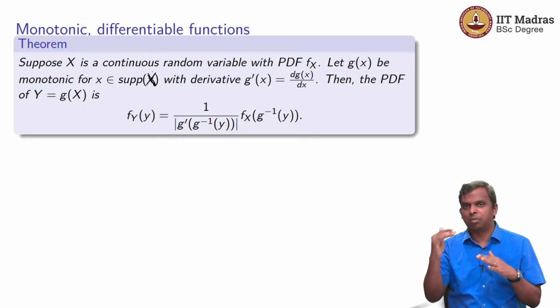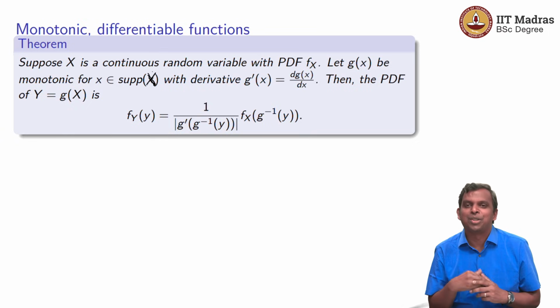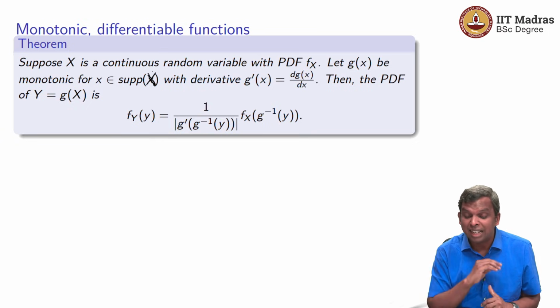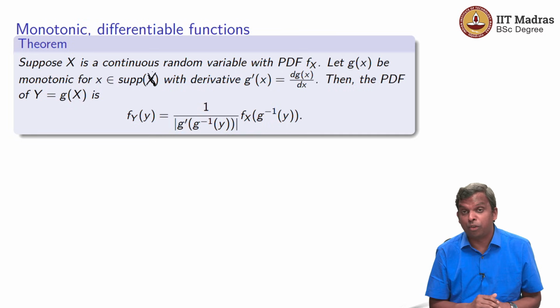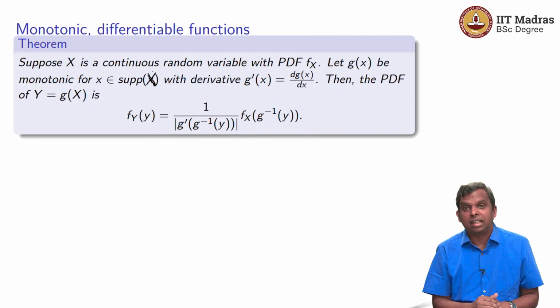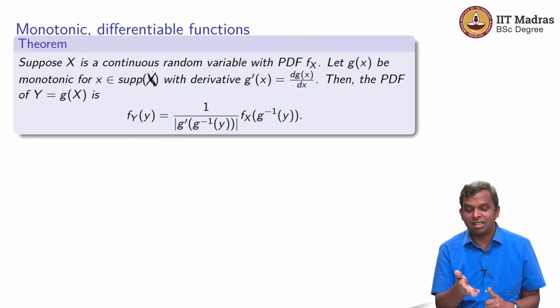It cannot do some crazy thing like that. It should be invertible and it has a derivative. So you can differentiate g of x and find its derivative g prime. If you do that, then the PDF of y itself has a direct formula, and that formula is given here.